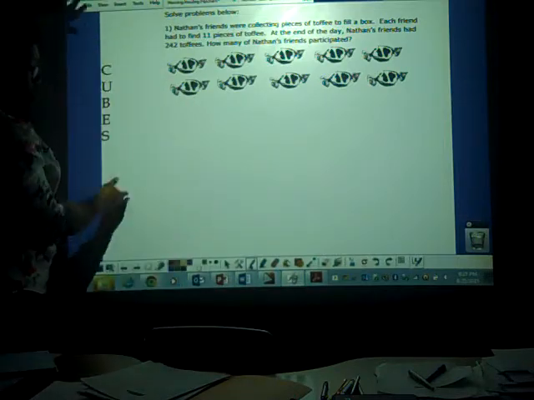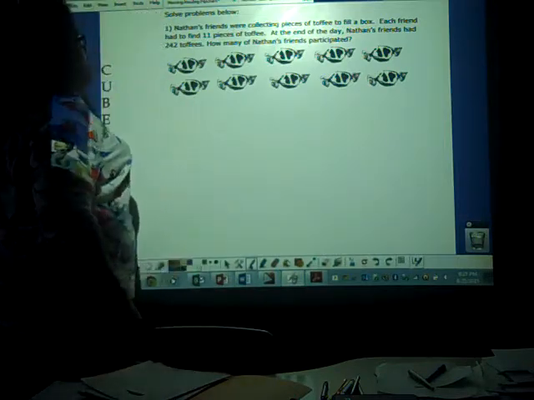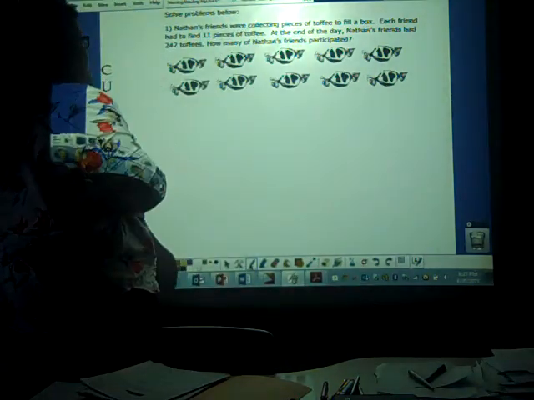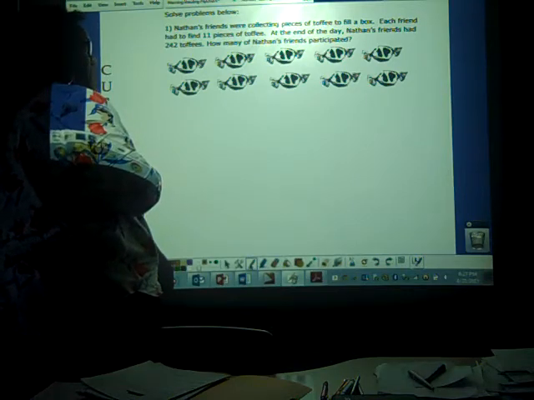Using the CUBES strategy. So I'm going to read it. Nothing in my hand. Hands free. Let's go. Nathan's friends were collecting pieces of toffee to fill a box.